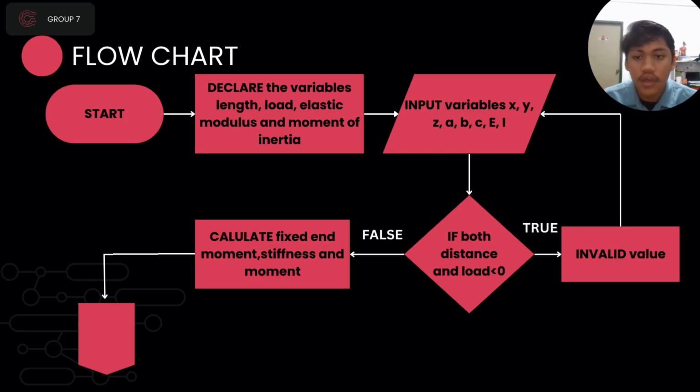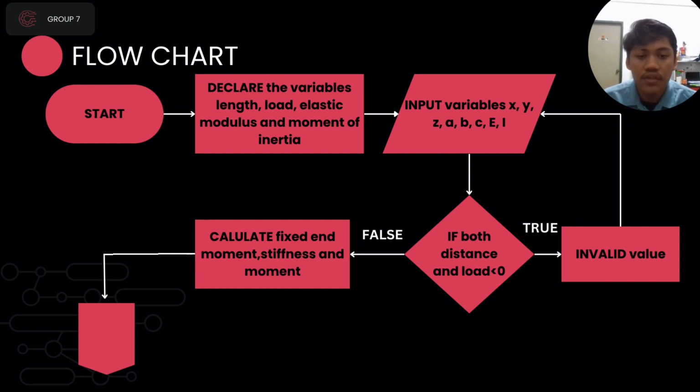Okay, first, what is a flowchart? A flowchart is a diagrammatic representation of the algorithm. It starts with declaring the variables length, load, elastic modulus, and the moment of inertia. After that, input the variables x, y, z, a, b, c, E, and I.